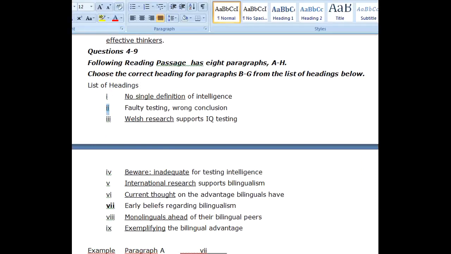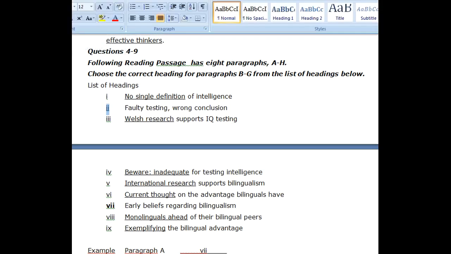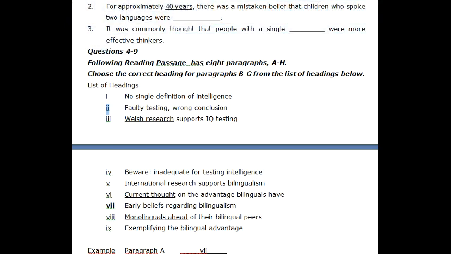I will just highlight this particular part so that I may not have to read these headings again. So you have seen that you can get the answer in the first 2 lines. I'll keep showing you in how many passages that is possible. Let me read it once again. No single definition of intelligence. Wells research, beware, inadequate testing, international research, current thought, monolinguals ahead, exemplifying.